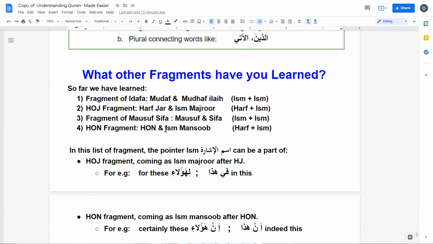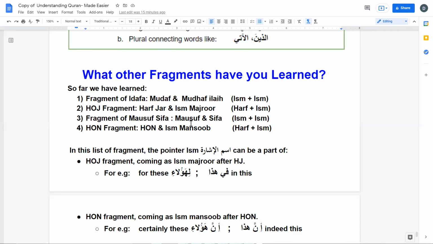jar fragment, fragment of mausuf sifa, and harf of nasb fragment, right? And we know that fragment of idafa is the combination of two isms in which one is mudaf, the other is mudaf ilayh. One is the owner, mudaf ilayh, and the other one is the owned ism. And then we learned harf of jar fragment, which is the combination of harf and ism, harf of jar and ism majroor.